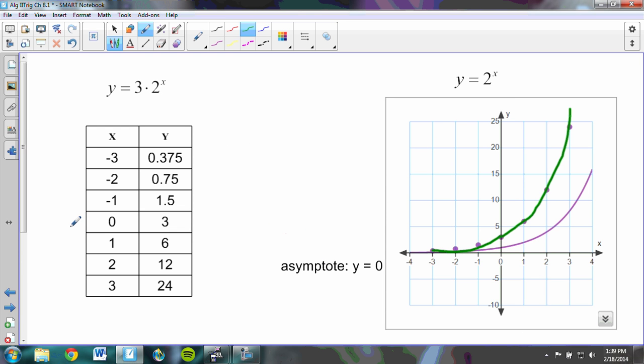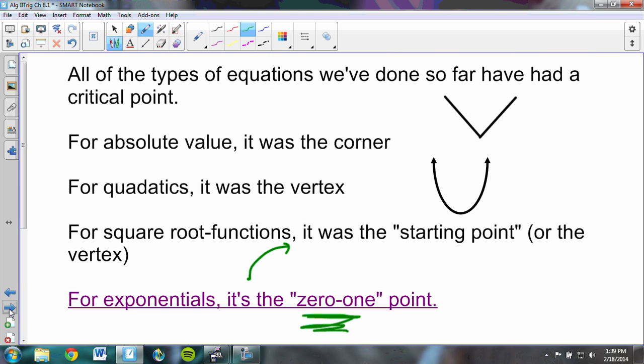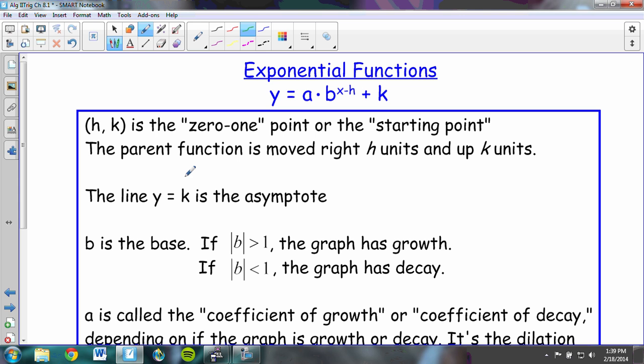Now, there wasn't a 0, 1 point here, and there's not going to be a 0, 1 point much of the time, but that's kind of the idea of the critical point that you're moving around. This graph follows the exact same rules that everything else we've been doing does, with an A, an H, and a K. Y equals K is your asymptote, always. This number B is called your base. If the base is bigger than 1, the graph is going to go up. It has growth. If B is less than 1, the graph has decay. So don't worry about positive or negative. B will always be positive right now.